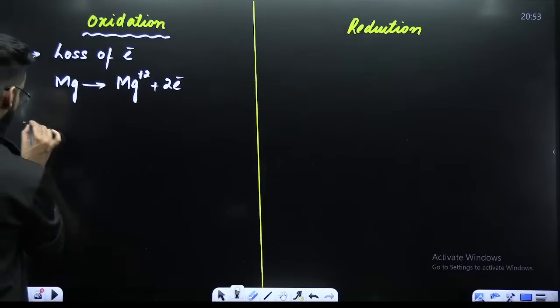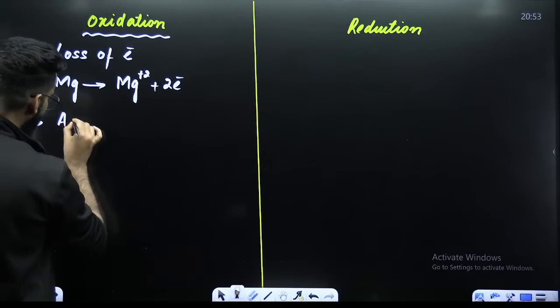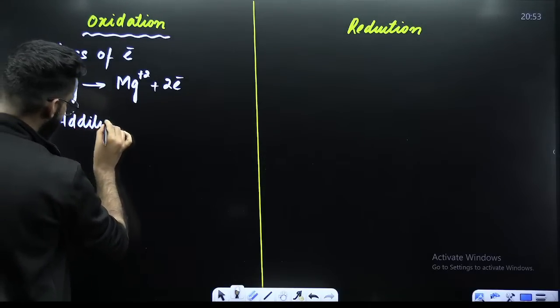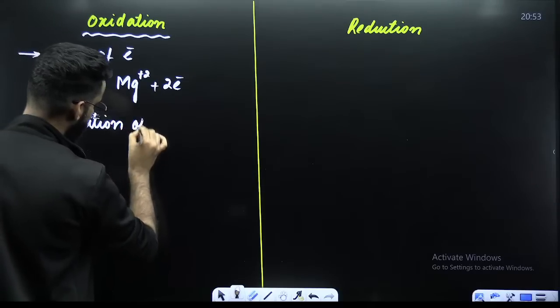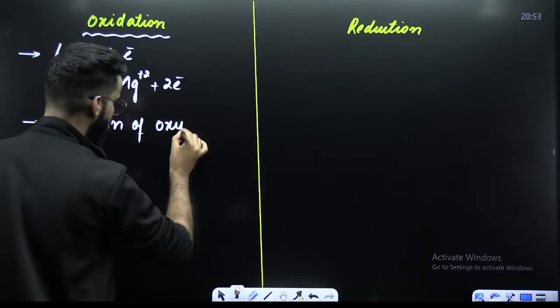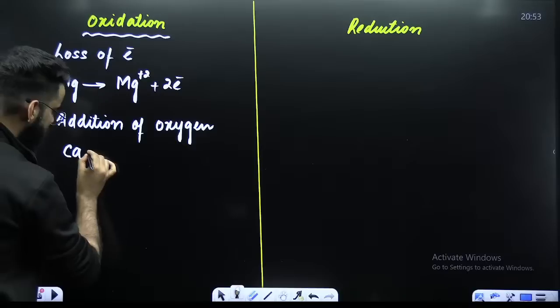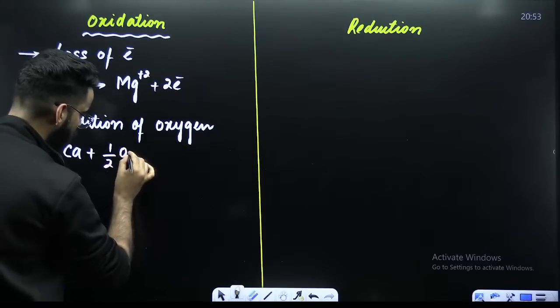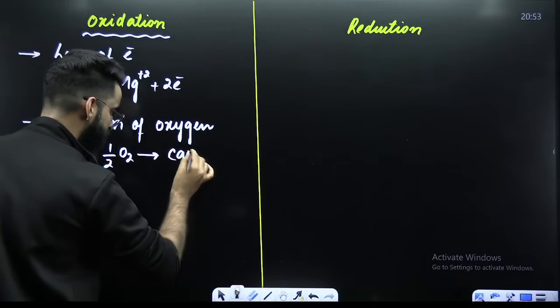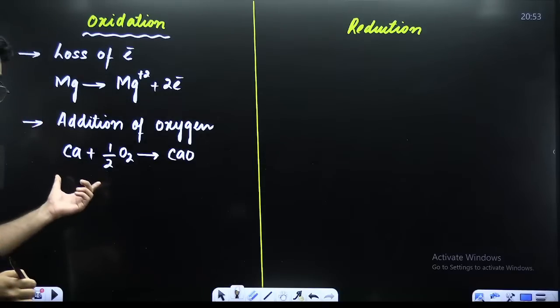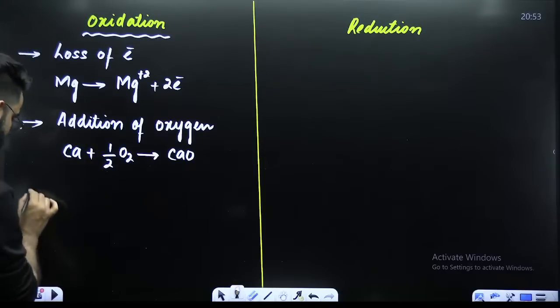Number two is your addition of oxygen. Addition of oxygen is also called as oxidation, right? For example, you have got calcium plus half of O2. It gives what? It gives calcium oxide. In this particular reaction also, I would say addition of oxygen is happening. And addition of oxygen is also called as oxidation.